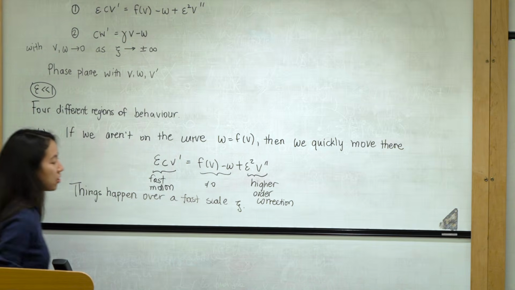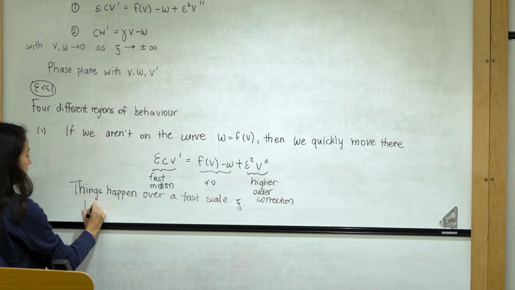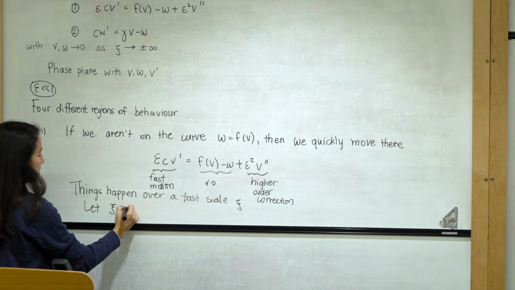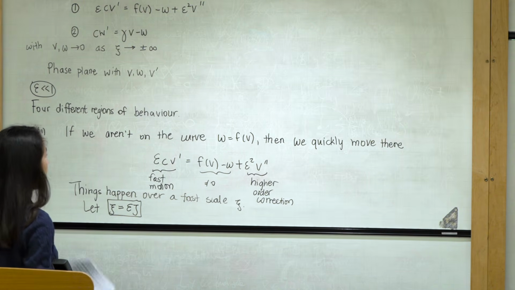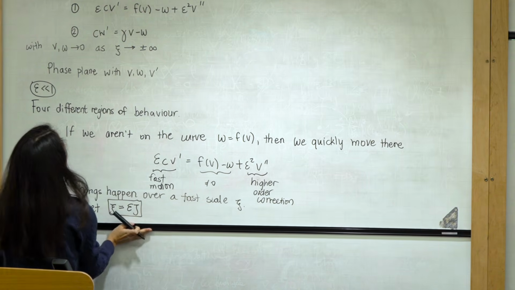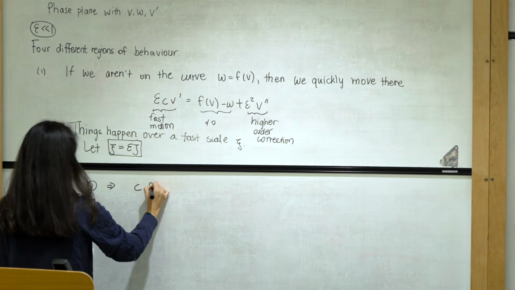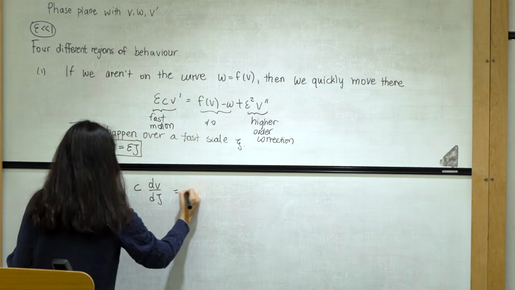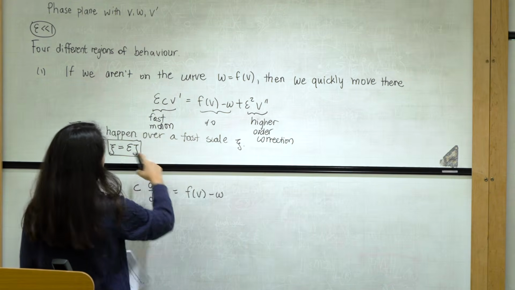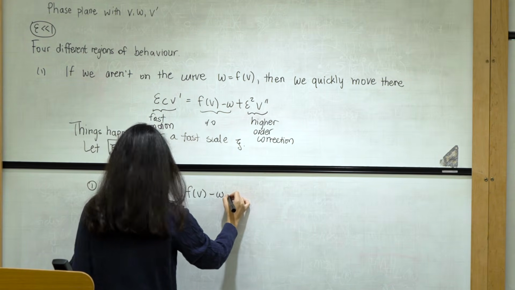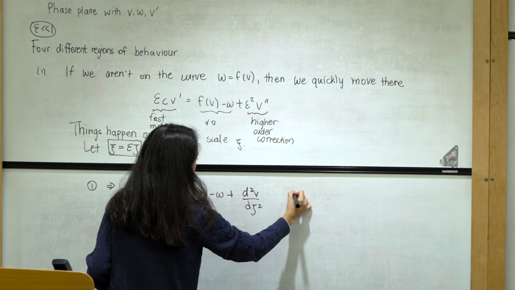Last time I also wrote that xi can be written as epsilon zeta, where zeta is some other parameter. So I let xi equal epsilon zeta. Once you do that, equation 1 becomes c dV d zeta equals f of V minus W, plus epsilon squared divided by epsilon squared, so I get plus d squared V d zeta squared. I name this equation 1 prime.